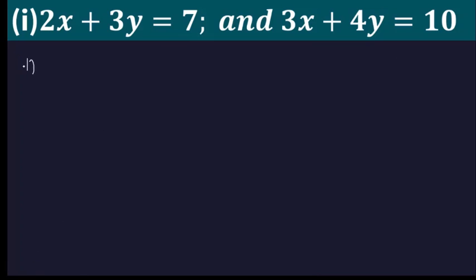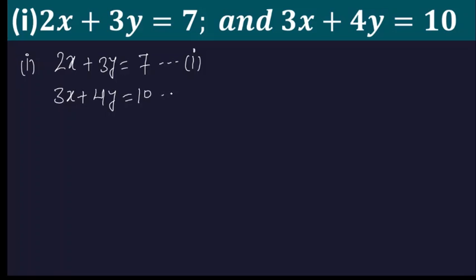So here the same question is written: 2x plus 3y is equal to 7. This is our first equation, and the second equation is 3x plus 4y is equal to 10. This is our second equation. As I told you earlier, I'll give you the detailed procedure of this method. This is the easiest method to solve linear equations in two variables.